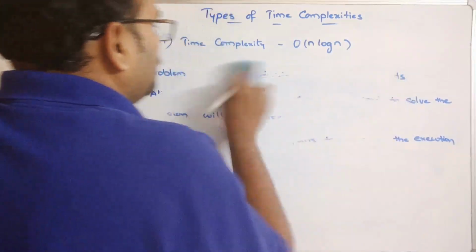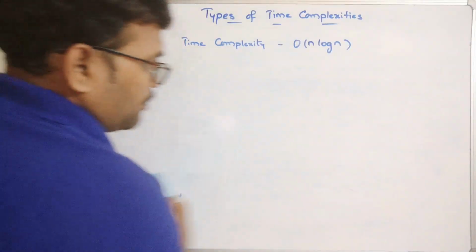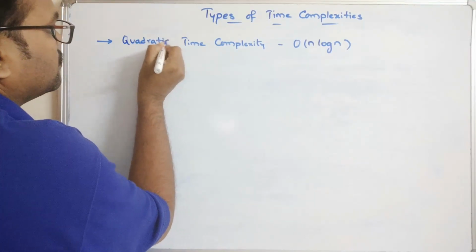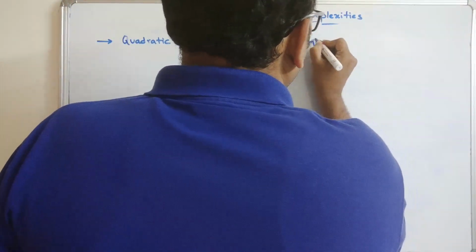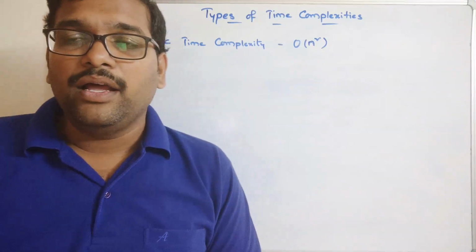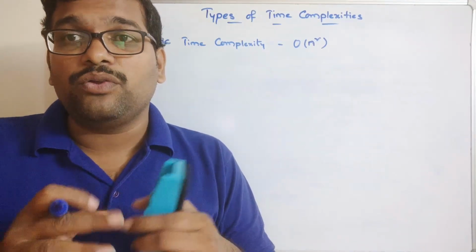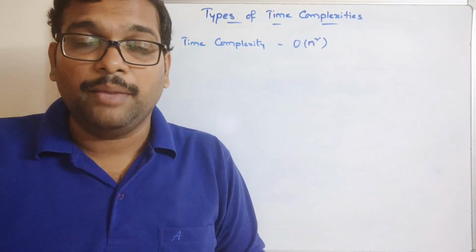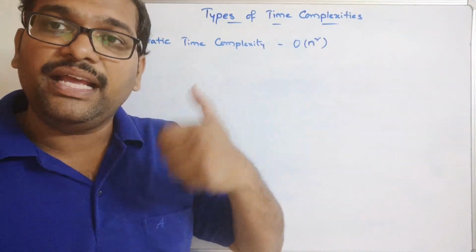And the last one, quadratic time complexity. Usually we will denote it as n square. So here the number of steps required is more than the input size. If the input size is n, the steps required to execute the problem will be n square. So double the steps, double the input size. That's why we will represent it as order of n square.